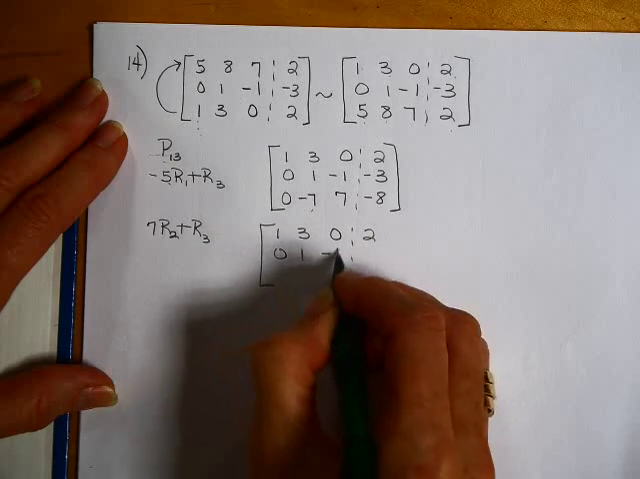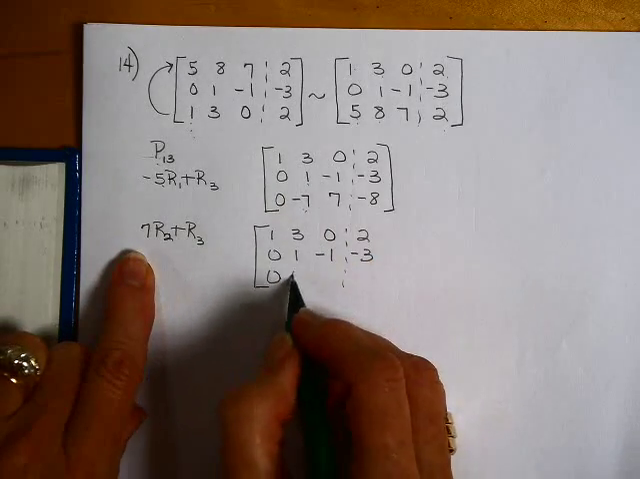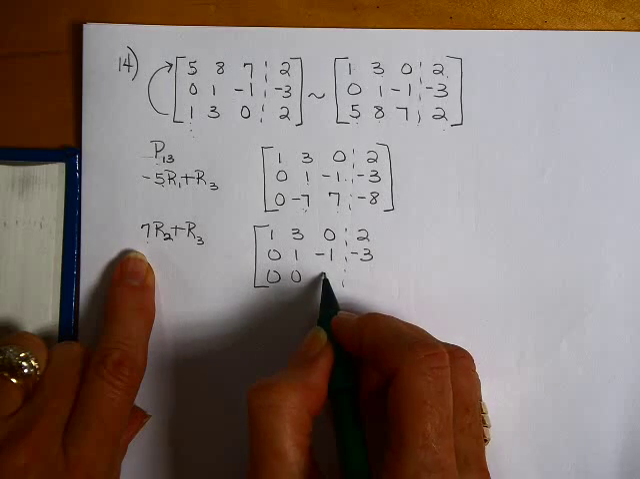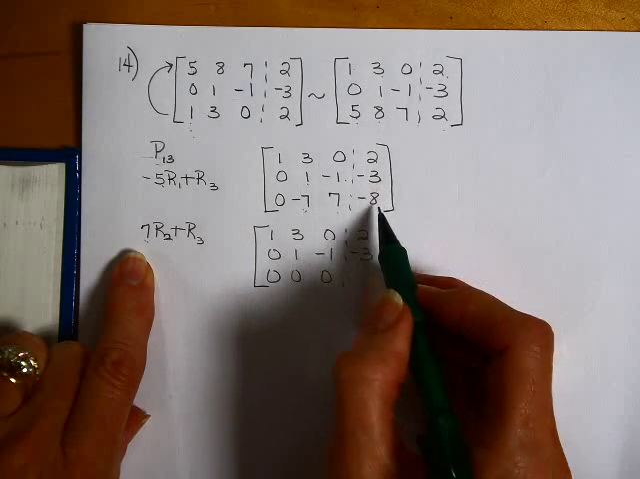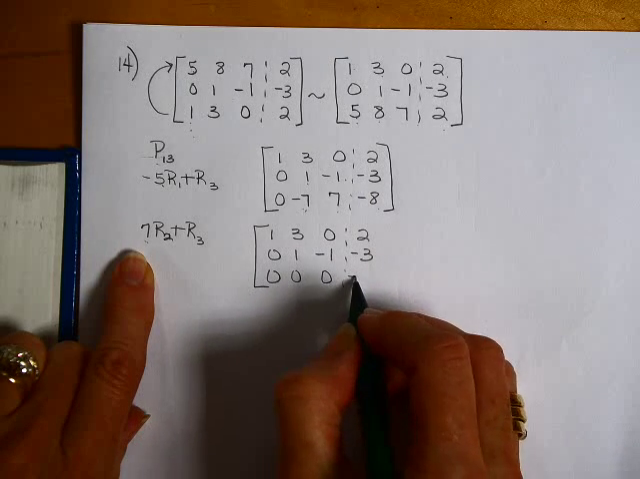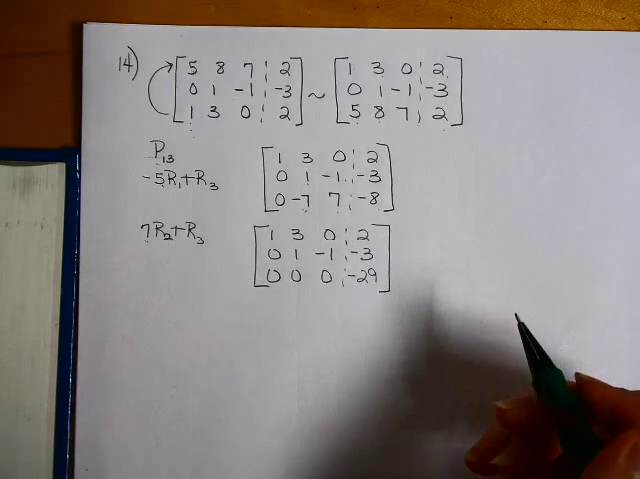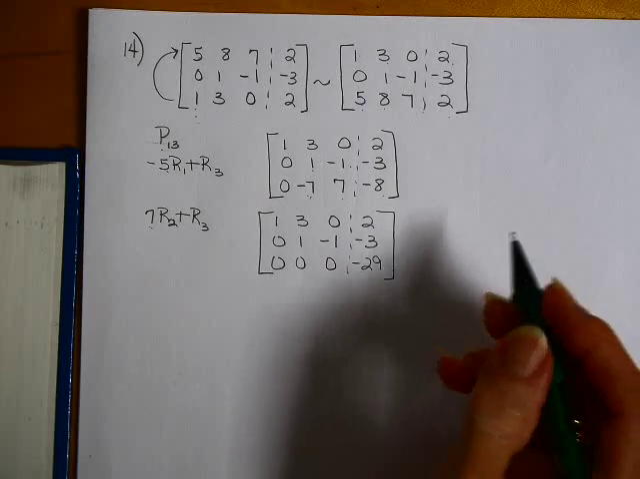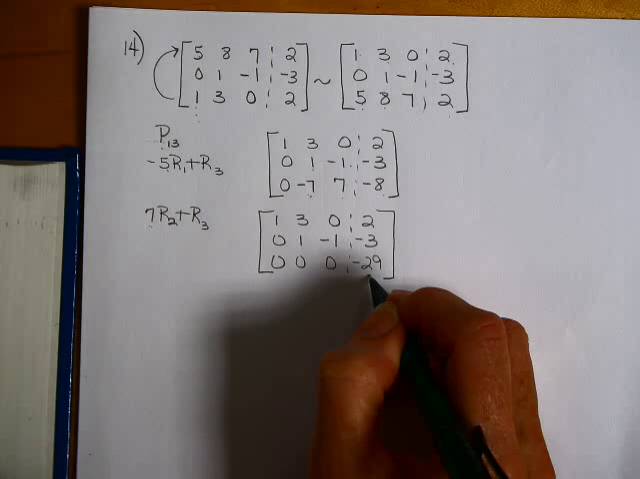Zero, 1, negative 1, negative 3, 0. 7 minus 7 is 0. Negative 7 and 7 is also 0. Negative 21 and 8, negative 21 and negative 8 is negative 29. Did I make a math mistake? Anybody? Okay. All right, so 0 cannot equal negative 29.